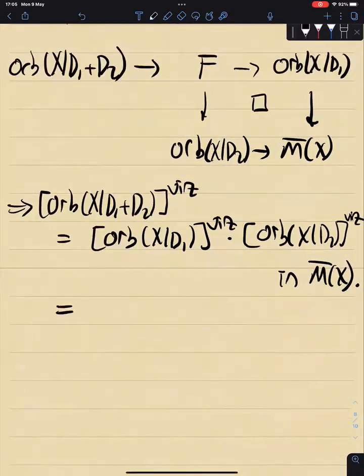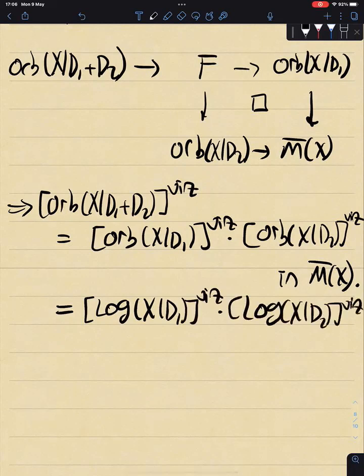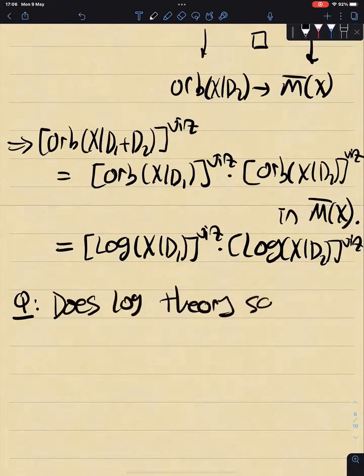So why is this useful? Well, I know from the smooth divisor comparison result, the Abramovich-Cadman-Wise result, that these two factors give me the two log classes. And so the natural question arises: does the log theory satisfy a product rule over M bar X? Does the log theory satisfy the same product rule?